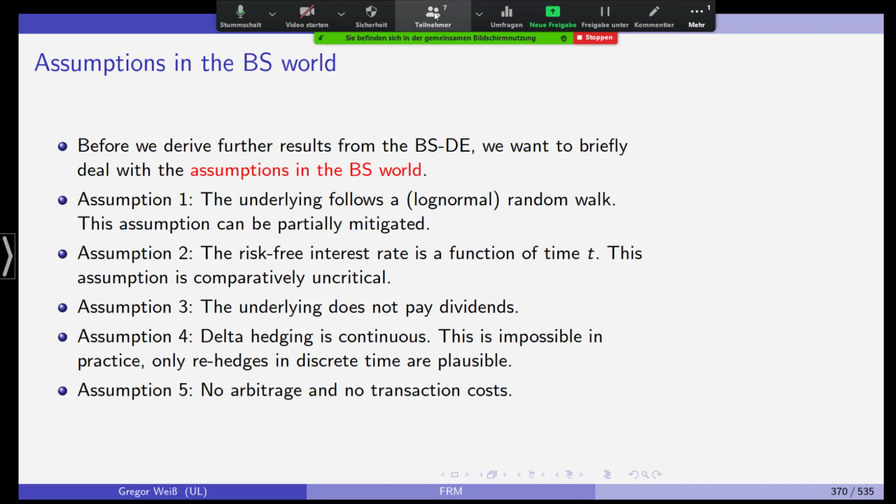And rehedges are possible in continuous time. That's highly implausible. So that's also an assumption that is a little bit unrealistic.